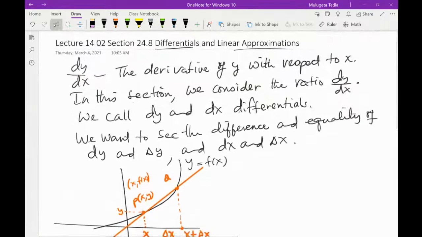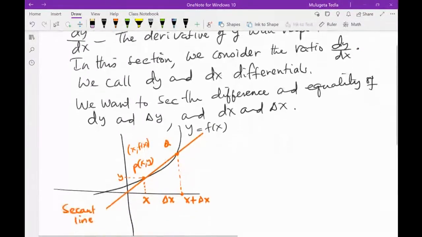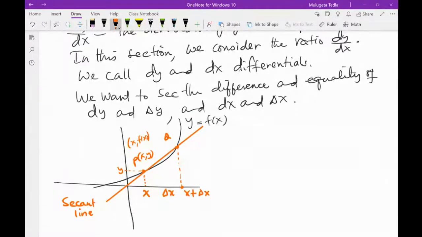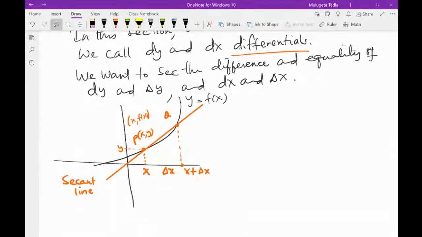So I would just read this dy by dx, the derivative of y with respect to x. In this section, we consider the ratio dy by dx. We're going to treat dy as a segment, dx as a segment, just different ratio of numbers, right? And then we call dy and dx both differentials. We are calling any dz a differential, dt a differential, d theta a differential, the most common ones. So we want to see the difference in equality of dy, delta y and dx, delta x.